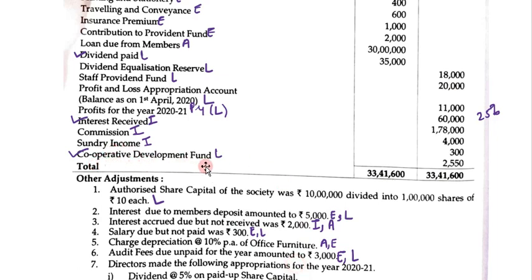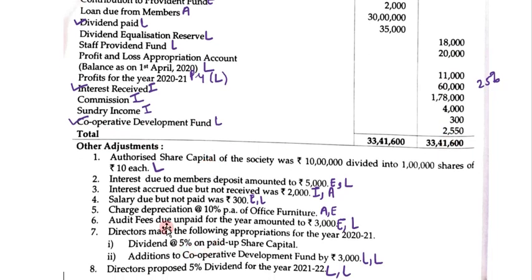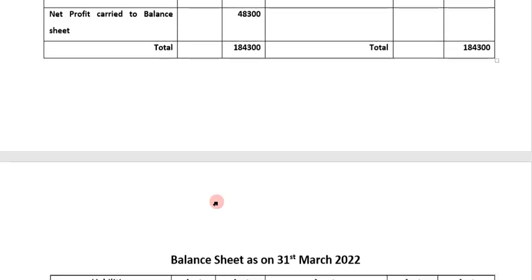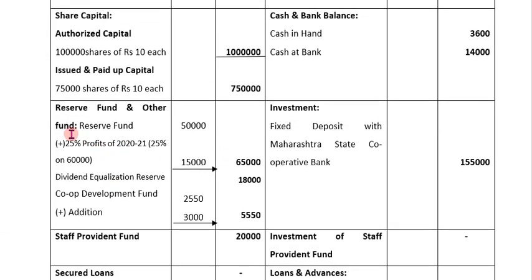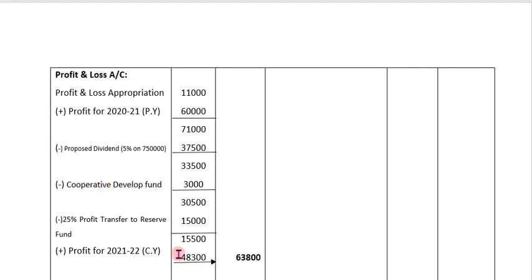Next is cooperative development fund. Liability side amount is 2550. On cooperative development fund we have an adjustment. The adjustment is addition to cooperative development fund rupees 3000. So this will come on the liability side under the heading reserve fund and other funds. So cooperative development fund rupees 2550, addition is 3000 rupees. So total will come 5550. So the second effect of this 3000 will come under profit and loss appropriation.